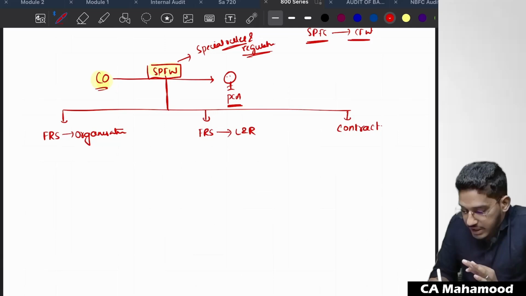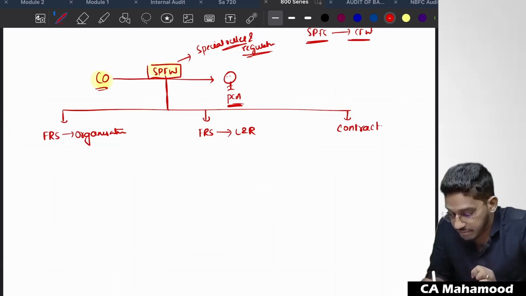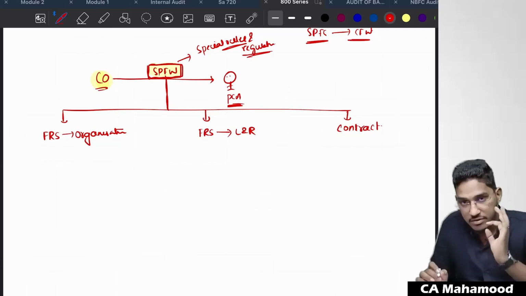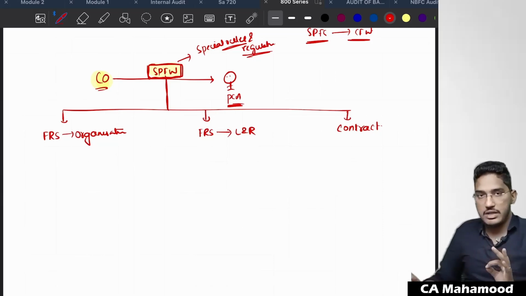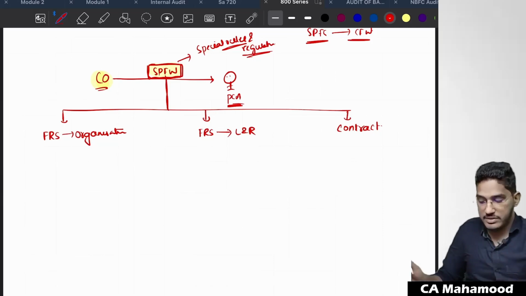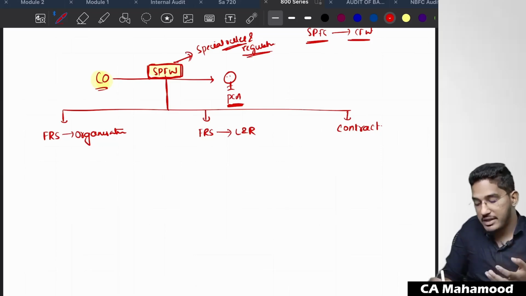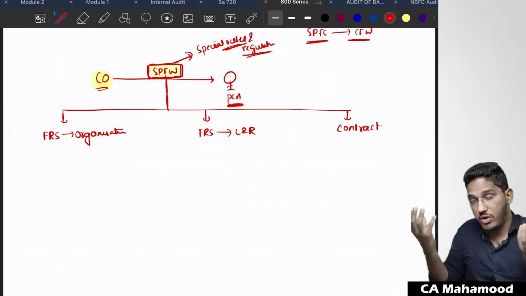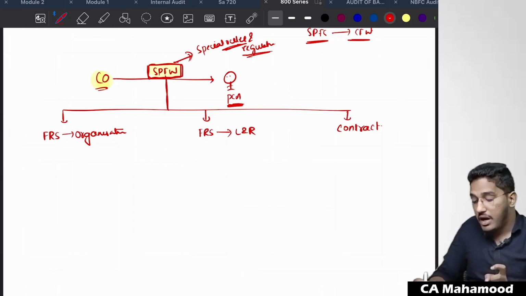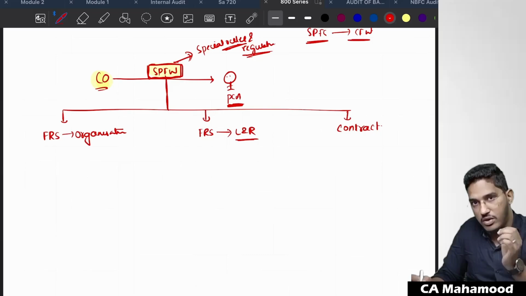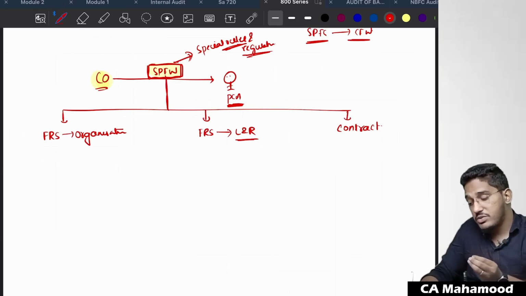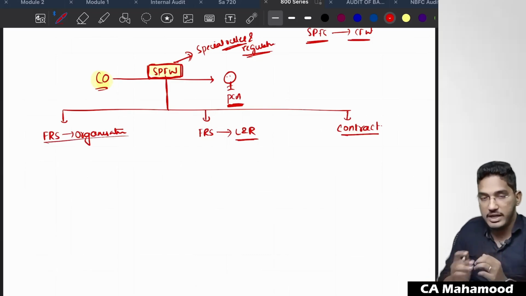So if a client approaches you and asks you to conduct the audit of the financial statements as per the special purpose framework, which means special rules and regulations required to be followed in the preparation of the financial statements, as an auditor, first you need to identify the source of these rules and regulations. Are they coming from financial reporting standards given by some organization, some accounting body, some regulating body? Or are they given by some law or regulation? Or are those special rules and regulations contained in a contract? First you have to identify it.